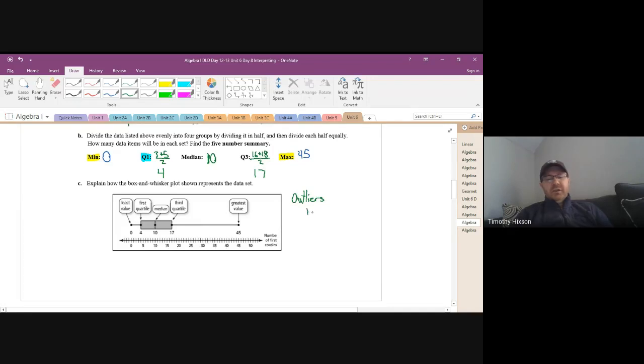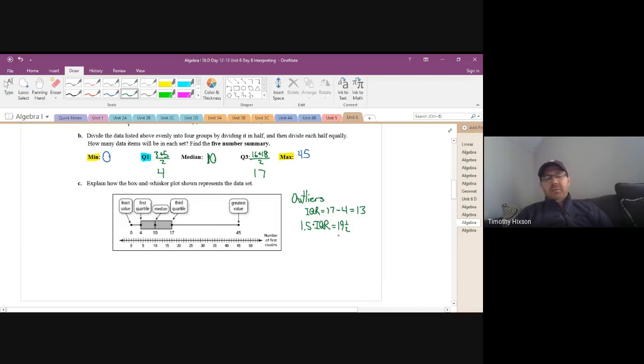So the IQR is Q3, which is 17, minus Q1. So 17 minus 4 is 13, okay? And then we need to do 1.5 times the IQR. 1.5 times the IQR is 1.5 times 13. That actually is 19.5. Half of 13 is 6.5. So you add that to the 13, you get 19.5.